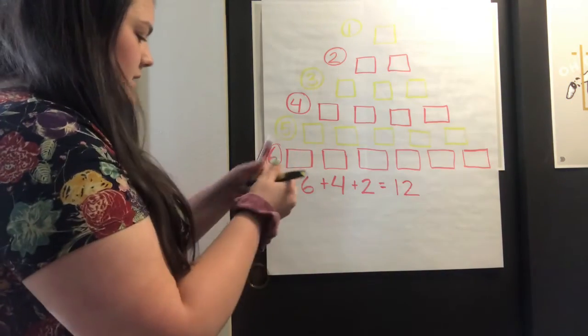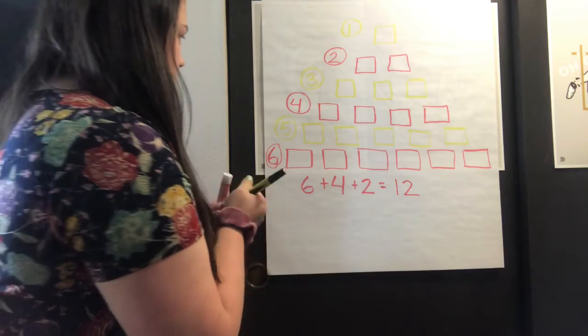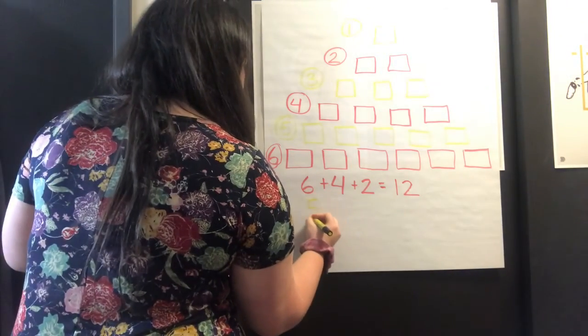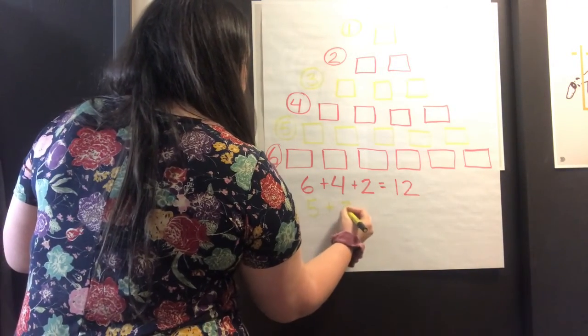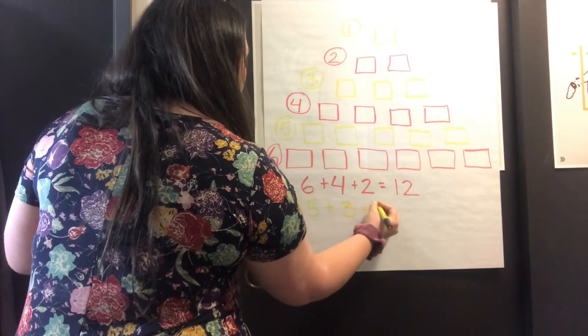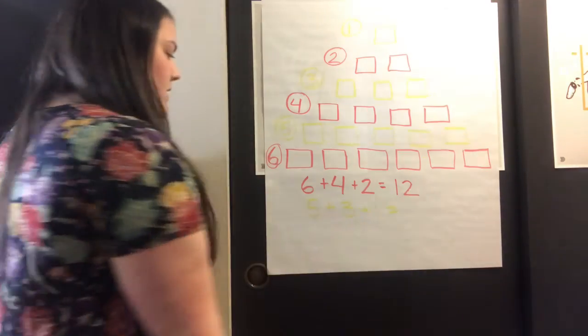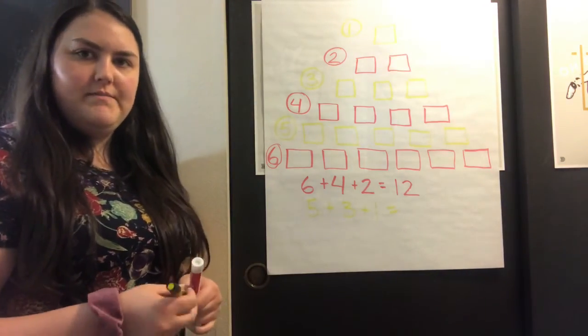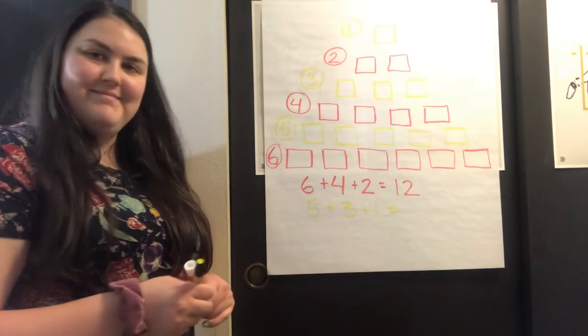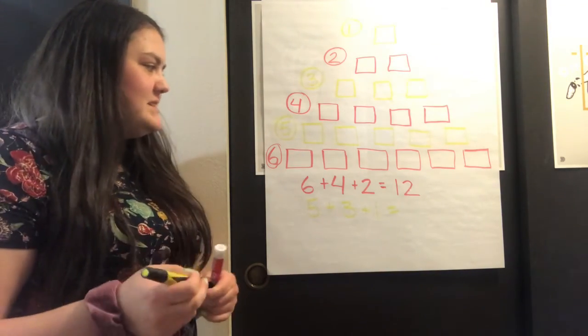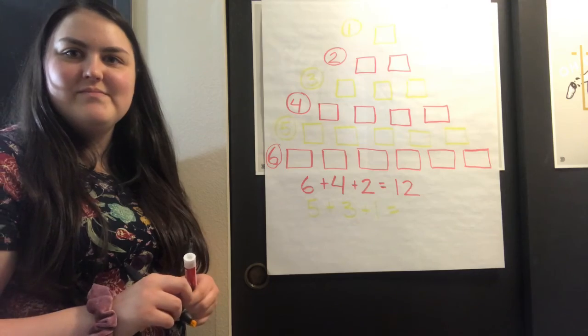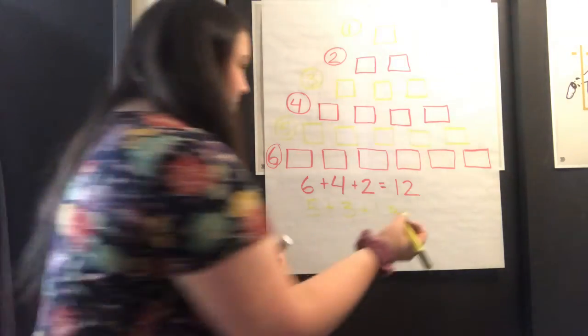The yellow is 5 plus 3 plus 1. What is 5 plus 3? 8. What is 8 plus 1? 9.